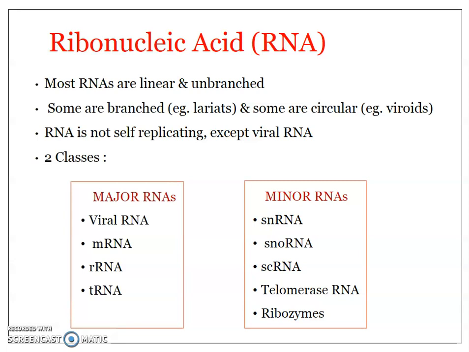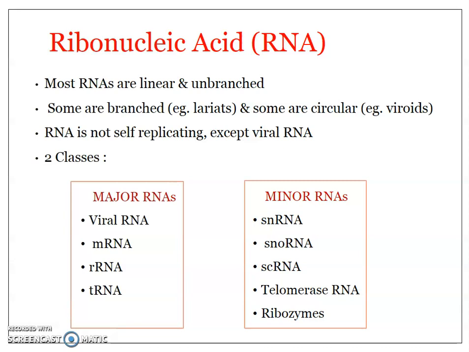We can see that some RNAs are branched, for example, lariats, the RNA forming lariats during intron processing, the post-transcriptional processing of RNA. During that time, the RNA forms a structure like a lariat, where it seems to be branched. Some RNAs are circular in nature, for example, those in the viroids.